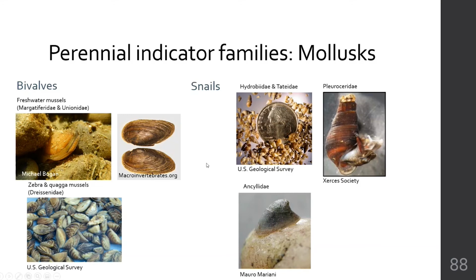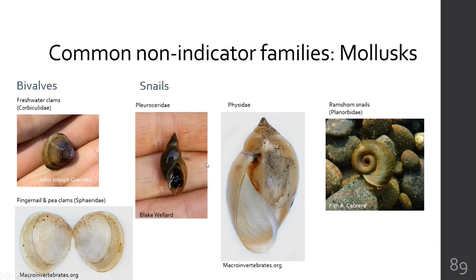And that's great, but you also have to know what else is out there so that you're not getting confused. So among bivalves, you have freshwater clams and fingernail and pea clams. They're pretty easy to distinguish based on their more symmetrical triangular shape. And among the snails, there are diverse families. One of the most common ones is Physidae, and they're really easy to distinguish because they're a left-handed group, so the hole is on the left when the spire is pointing up.